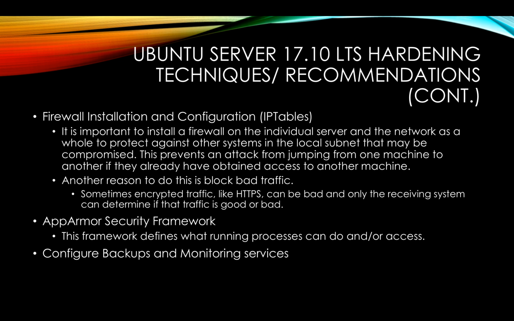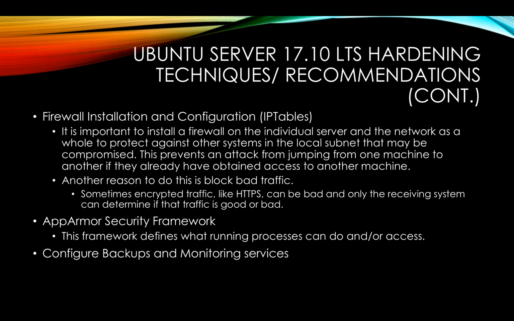Next is your firewall installation and configuration, again using iptables. It is important to install the firewall on the individual server and to have one on the network as a whole. And this is to protect the system against other systems that are in the local subnet that may be compromised. So if your server A is compromised, it can't easily jump over to server B that's within the network and within that firewall, because you have an individual firewall set on those individual servers.